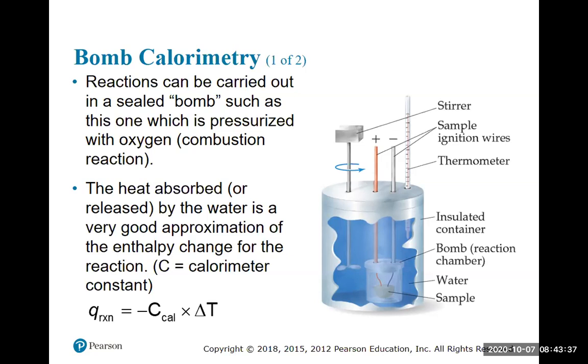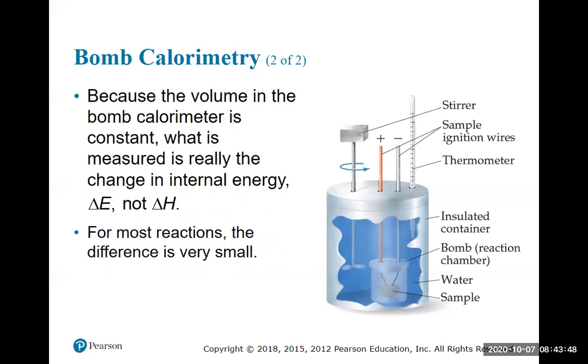This is also one of the ways they do it, like if you ever see there are so many calories in food or whatever, this is a way you can determine that, by doing bomb calorimetry. One note on this is that because the volume in the bomb calorimeter is constant, technically what you're measuring is the change in internal energy, delta E, not delta H, but in reality, they're pretty much the same thing.